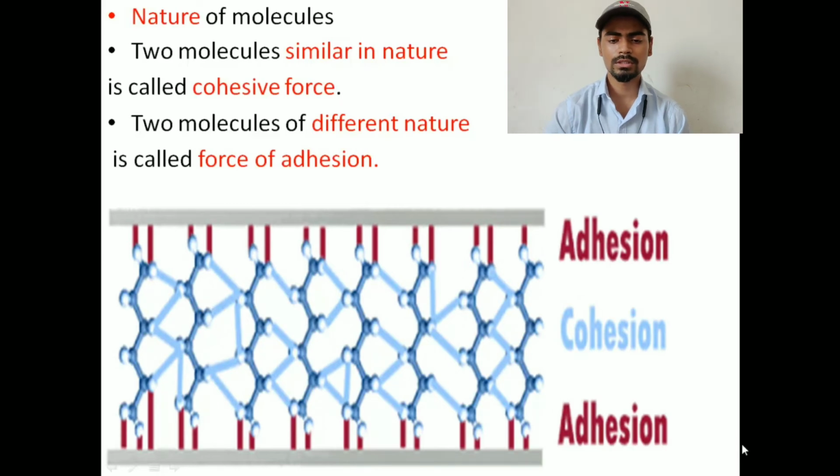Now these molecules, which you can see in the center, are almost the same. They are similar kinds of molecules. So the force between them will be of a cohesive type. While this portion, this surface as well as the molecules of this, both are of different nature, so they will have a force of adhesion or say adhesive force. Okay, I hope you got this.